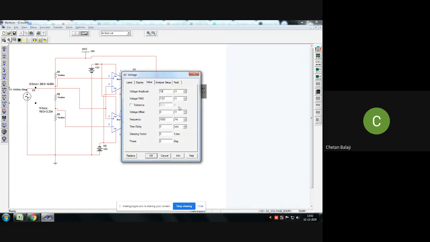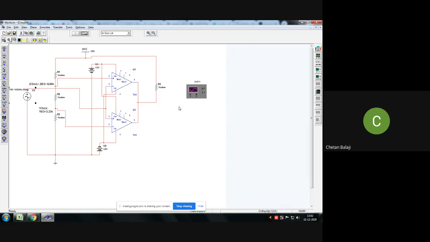So give around 10 volts. It's enough. Okay, that should be enough. Now let's see whether we get the output or not. Let's run. Okay, sorry, before running I have to make the connection of the output. Give this to the input part so that I can visualize the input signal also. Connect this to the input part.